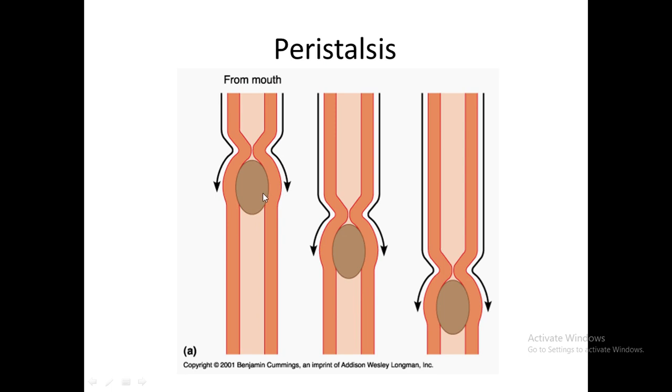So it will move a little forward, then again the back side of the tube will shrink and push the food forward. So in this type of movement, the food will move forward. This type of movement is known as peristalsis or peristaltic movement.